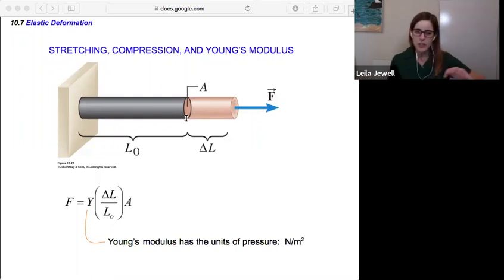Taking a closer look, the Young's modulus tells you for different materials how much force is needed in order to stretch it. If you want to stretch it by 1 centimeter, you could put that 1 centimeter in there with the original length and the cross-sectional area. Notice if you have a large Young's modulus, you're going to need a larger force. If you have a smaller Young's modulus, you won't need as much force to get that same stretching out of it.